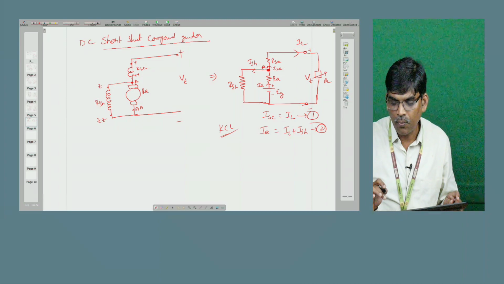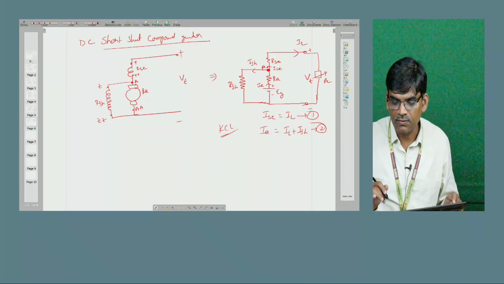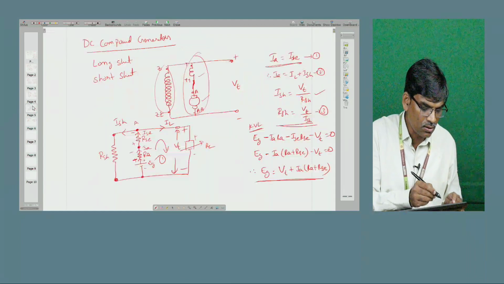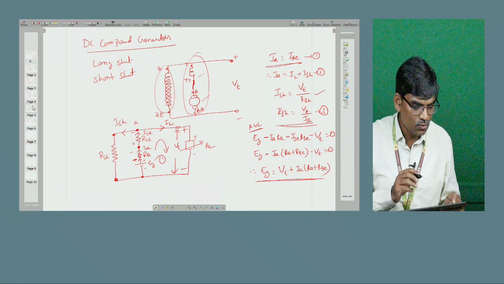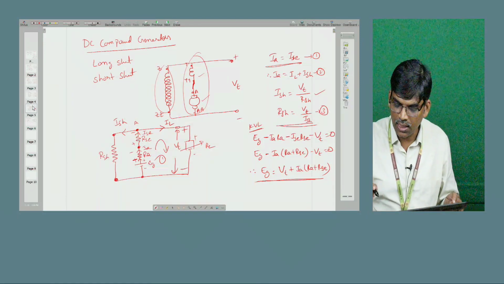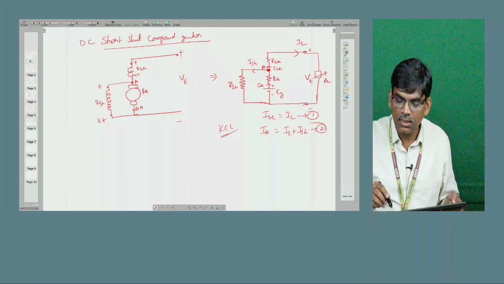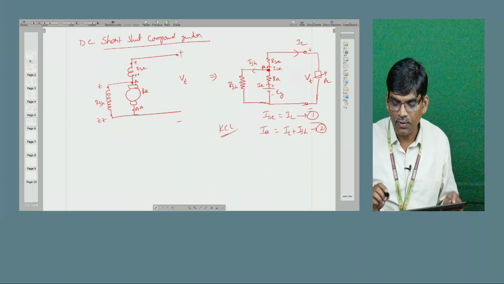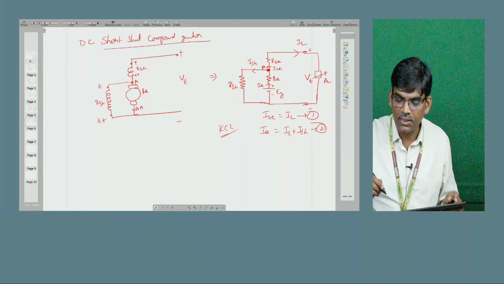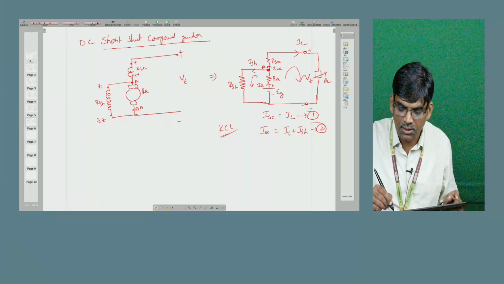Another important point is how to calculate the RSH value. In the previous long shunt compound generator, both branches are parallel to VT, so you can simply calculate RSH as VT by ISH. But here it is across only the armature winding, so that is not suitable. So how do we calculate it? First, we apply two loop equations: this is one equation, this is another equation.